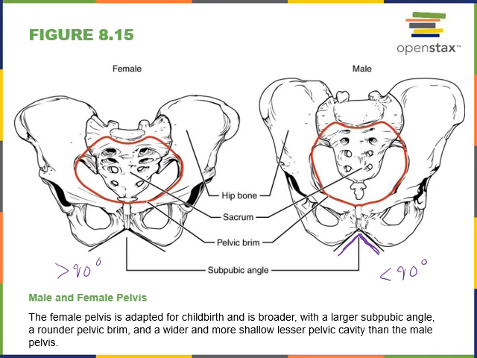Another feature is that the pelvic brim that we see here, this opening of the pelvis, is much larger in the female, and the ilium is much broader, whereas in men the ilium is narrower and taller.